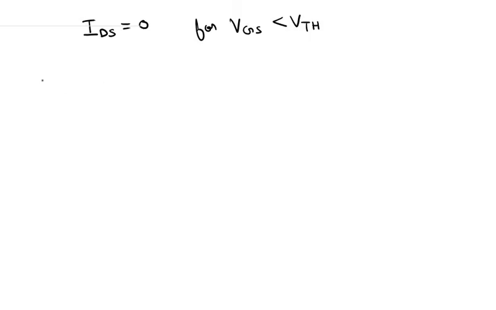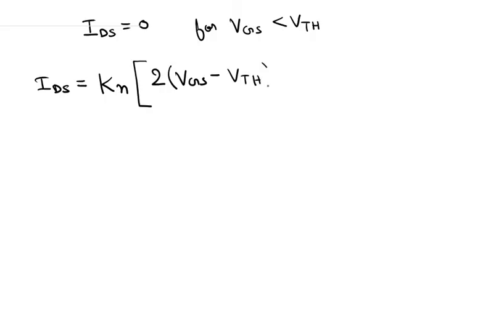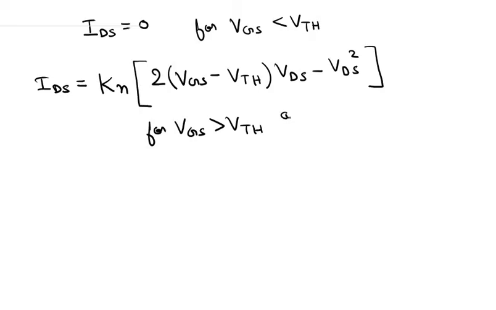Okay, and IDS is equal to Kn, where Kn is basically a constant for a MOSFET, times (VGS minus VTH) VDS minus VDS square, for VGS greater than the threshold voltage in the triode regime, and the triode regime is given by VDS less than VGS minus VTH.